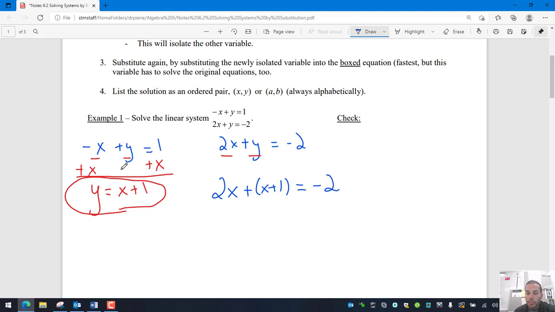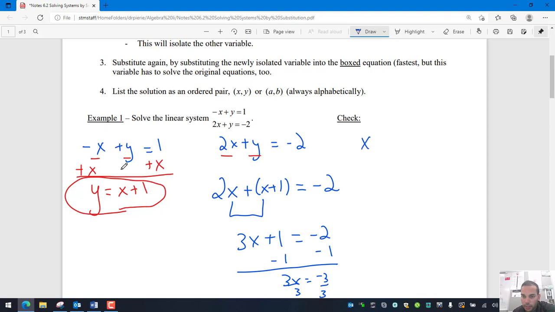Okay, now I'm going to solve for x using the rewritten equation. So I have 2x plus x plus 1 is equal to negative 2. 2x plus x is equal to 3x. I still have a plus 1 on the left, equal to negative 2. Then I subtract 1 from both sides to solve for x. 3x is equal to negative 3. Divide both sides by 3. And I should get x equals negative 1 as my first answer. Okay, so to recap, I solved for one of my variables. I know that y is the exact same thing as x plus 1.